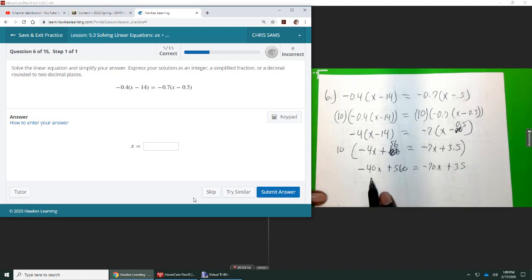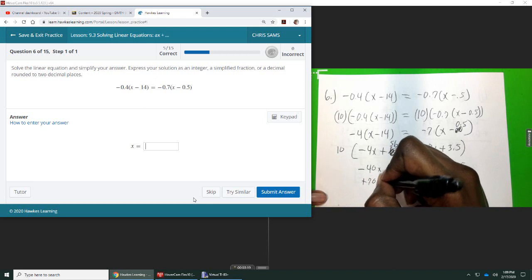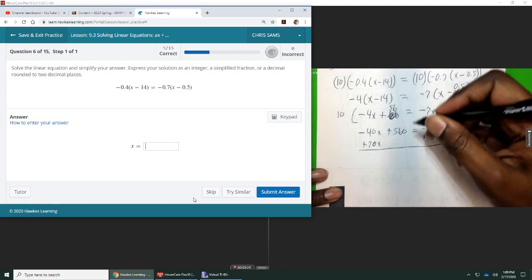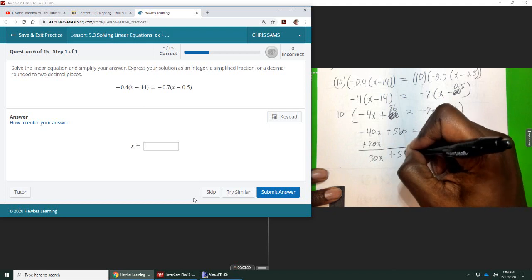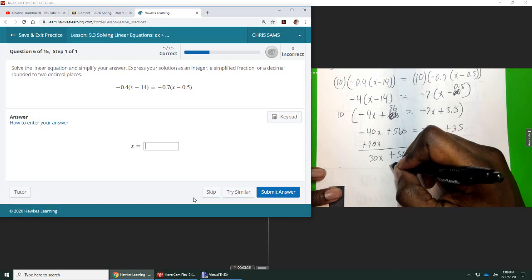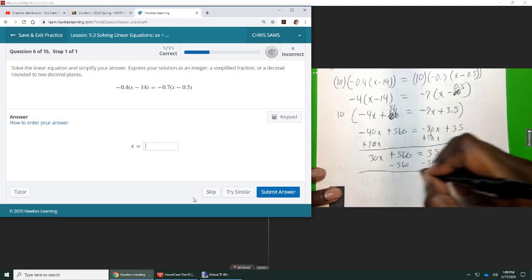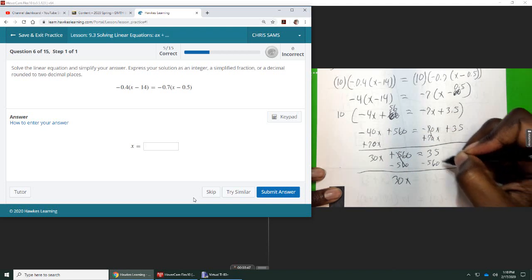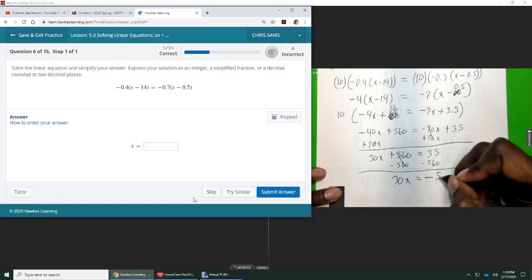All right, now combine like terms. We will add 70x to both sides. This becomes 30x plus 560 equals 35. And then subtract 560, and we end up with 30x equals negative 525.